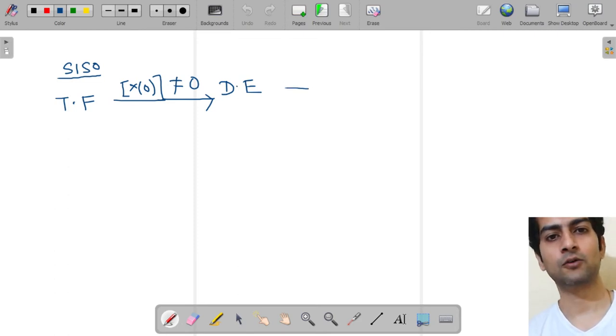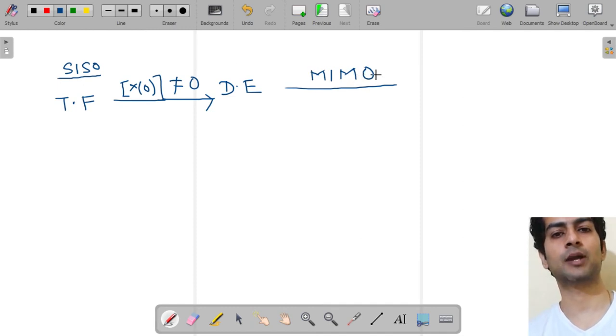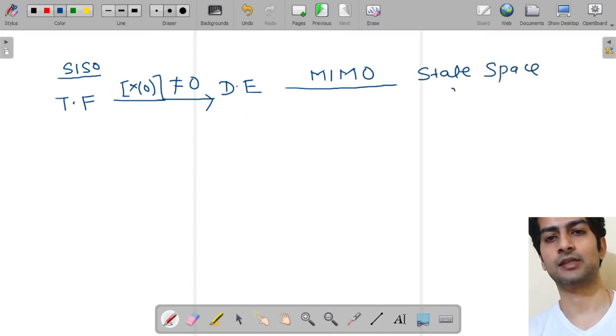Now you will say that my system has changed from SISO to MIMO. Now what can I do? I will tell you that from the differential equation, you switch to state space analysis.